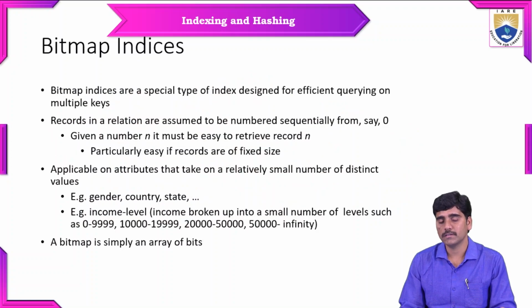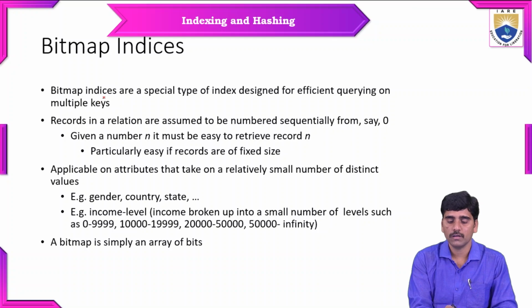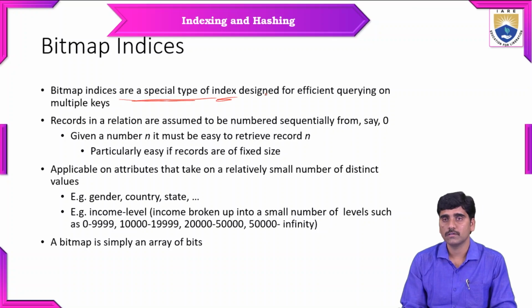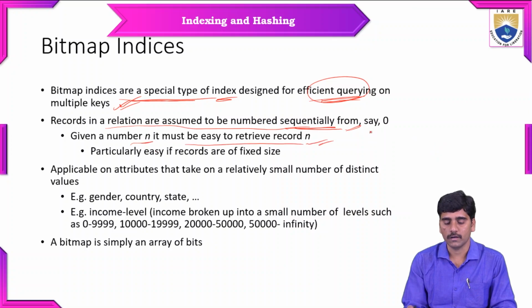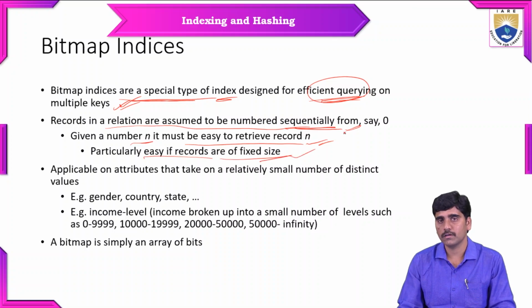Now, bitmap indices. What are bitmap indexes? They are a special type of index designed for efficient querying on multiple keys. Records in a relation are assumed to be numbered sequentially from, say, 0. Given a number n, it must be easy to retrieve record n. Particularly, it is easy if records are fixed size.